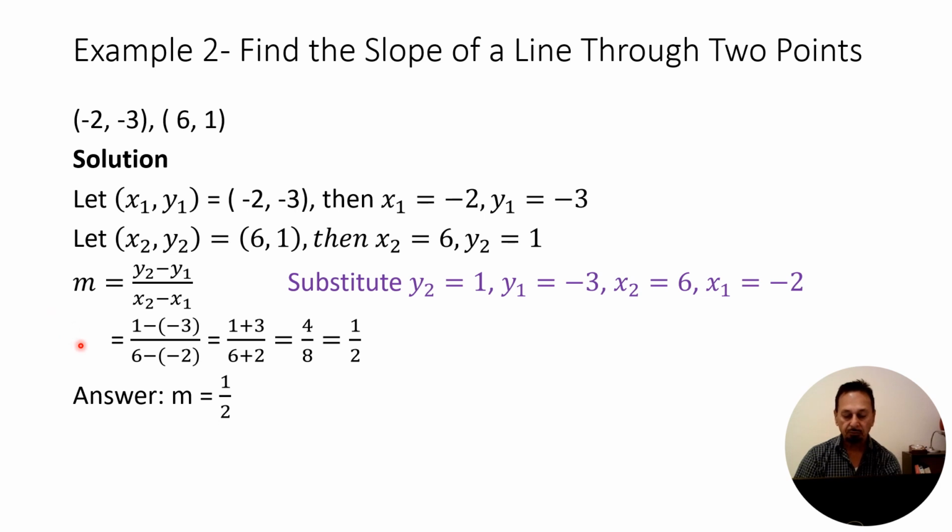Now the formula for the slope is m equals y2 minus y1 over x2 minus x1. Now we substitute y2 equals 1, y1 is negative 3, x2 is 6, and x1 is negative 2. Simplify: 1 plus 3 and 6 plus 2. 1 plus 3 is 4, 6 plus 2 is 8. Now we can divide 4 and 8 by 4. 4 divided by 4 is 1, 8 divided by 4 is 2. So the slope is 1 over 2.